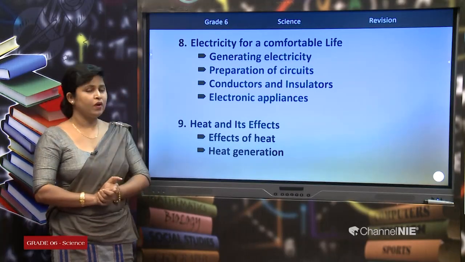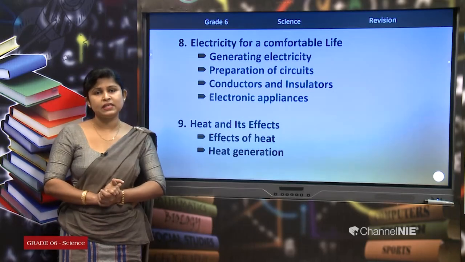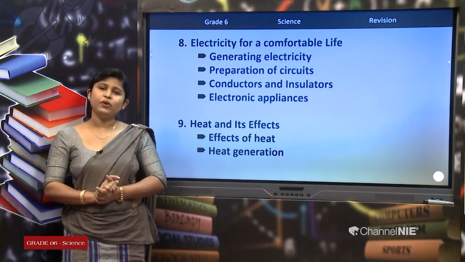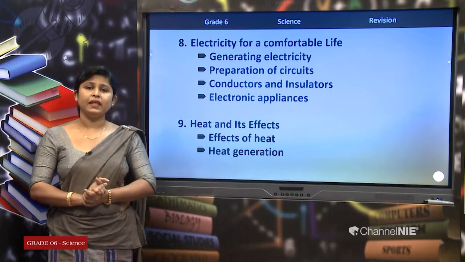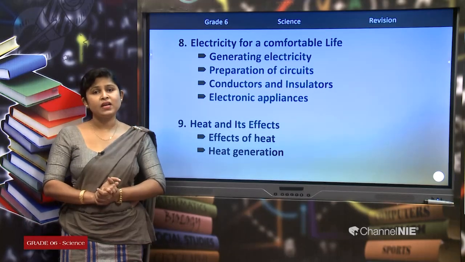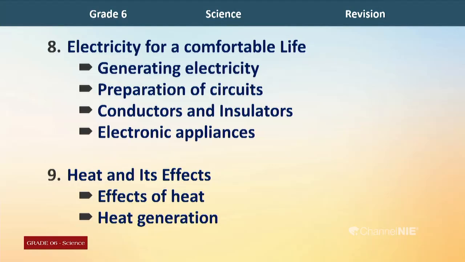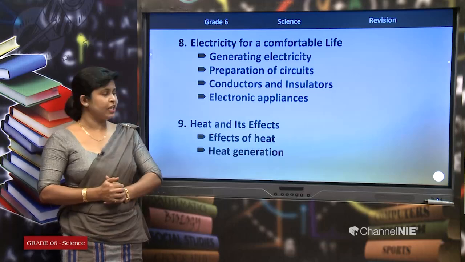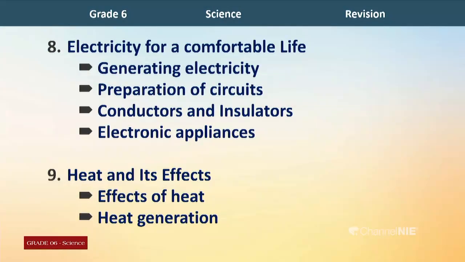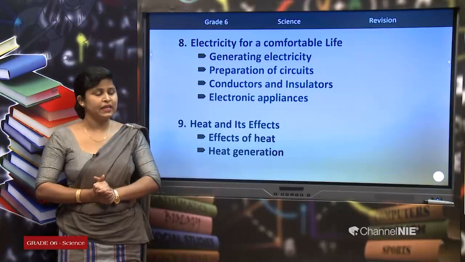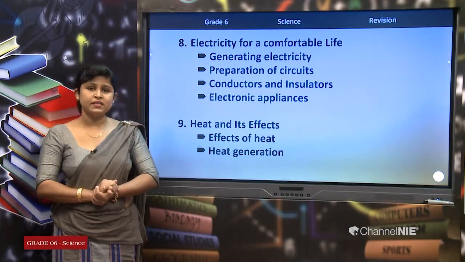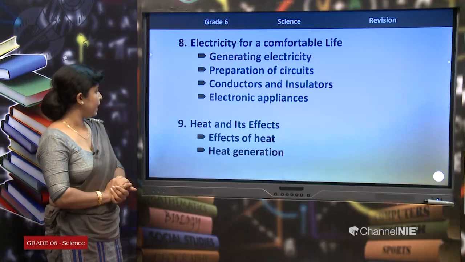Then preparation of circuits, how a circuit is prepared. Conductors and insulators. What do you mean by conductors? The conductors can transmit the electricity. So metals are considered as conductors. There are a number of conductors other than metals. Then insulators. The insulators cannot transmit the electricity, and electronic appliances like resistors and diodes.